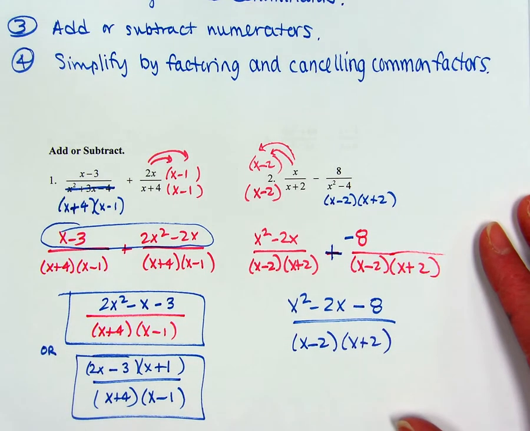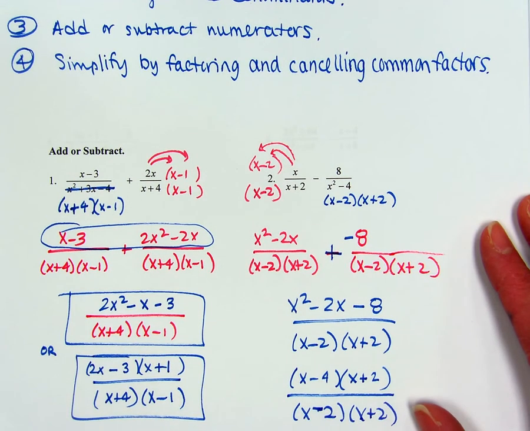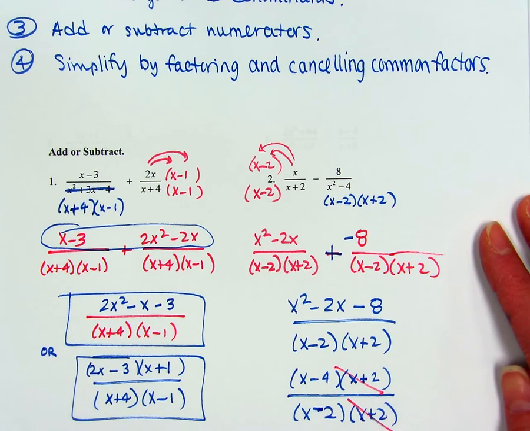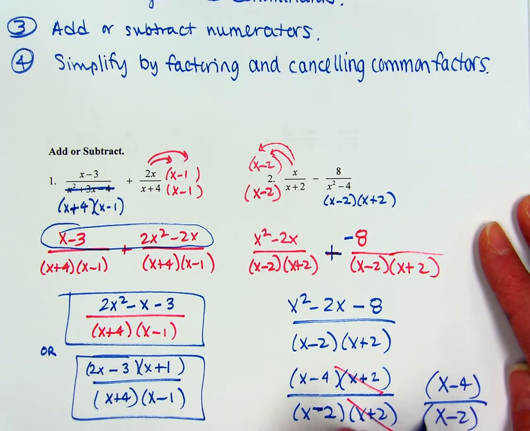Now I want to see, does anything factor? What multiplies to -8 that adds to +2 is -4 and +2. But now notice that you do have something in common. The x plus 2's can cancel, so your final answer is x minus 4 over x minus 2.